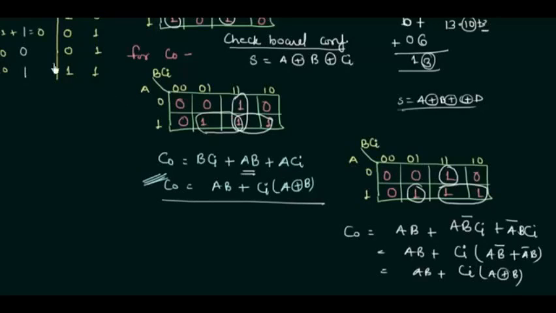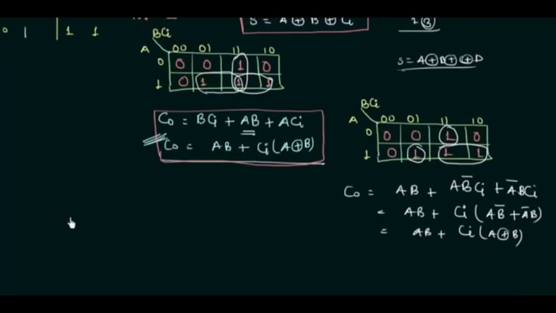So at the end of this presentation we have our sum as A XOR B XOR Ci and our carry output, and it is very easy for you to implement this as a circuit. I'm not going to do that part. You can definitely take a 2-input XOR gate, and you are going to have two such gates, or you can use a 3-input XOR gate directly.